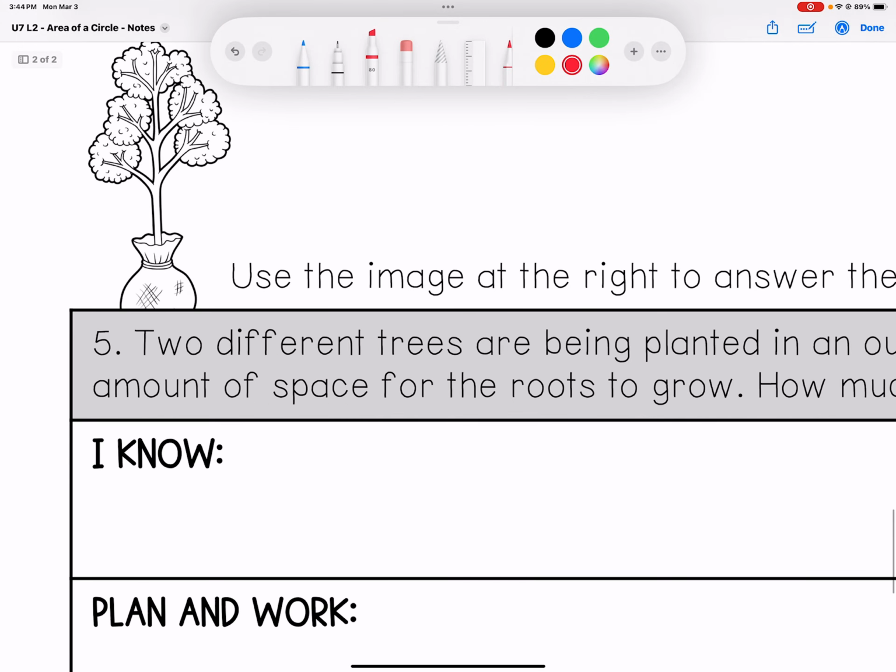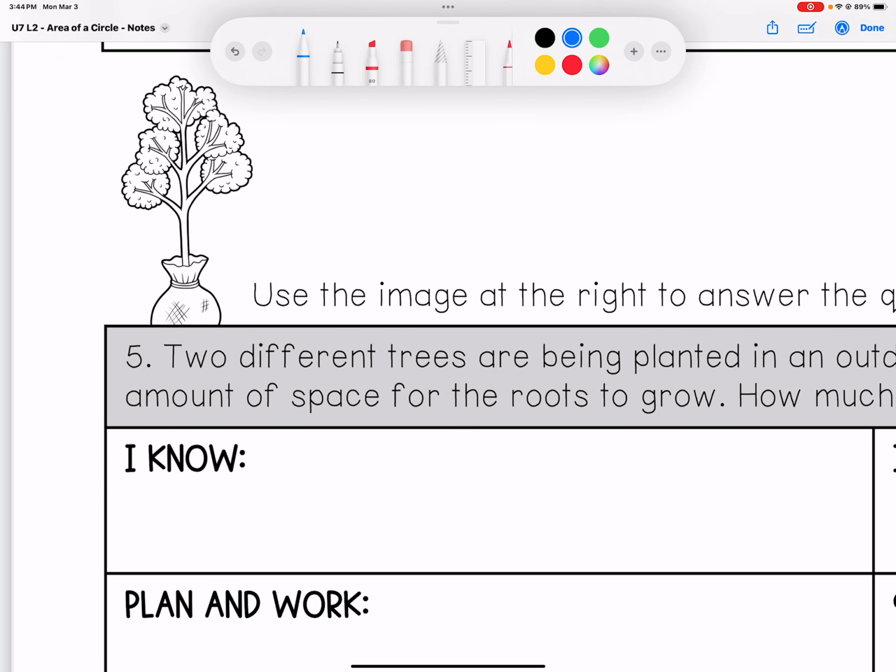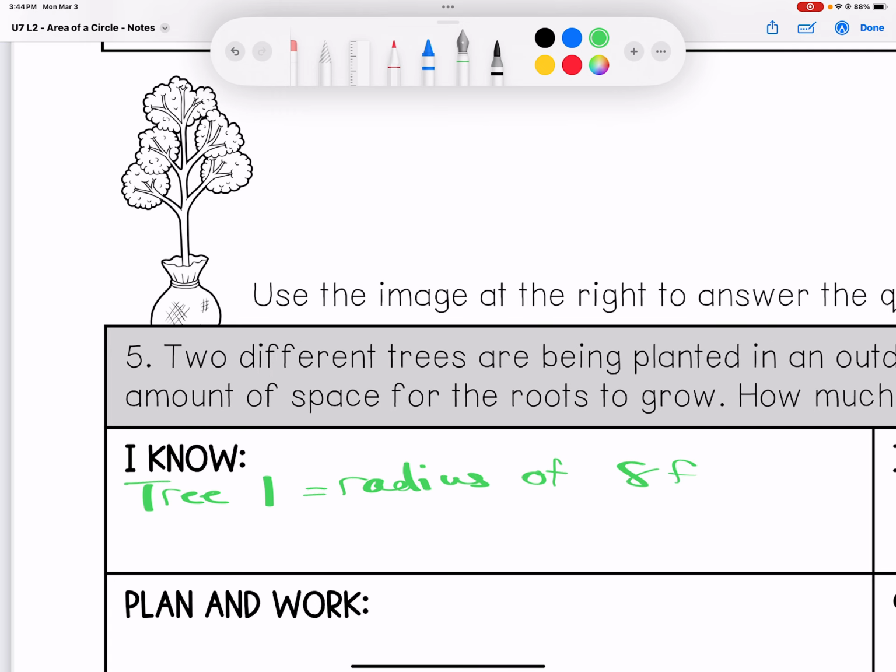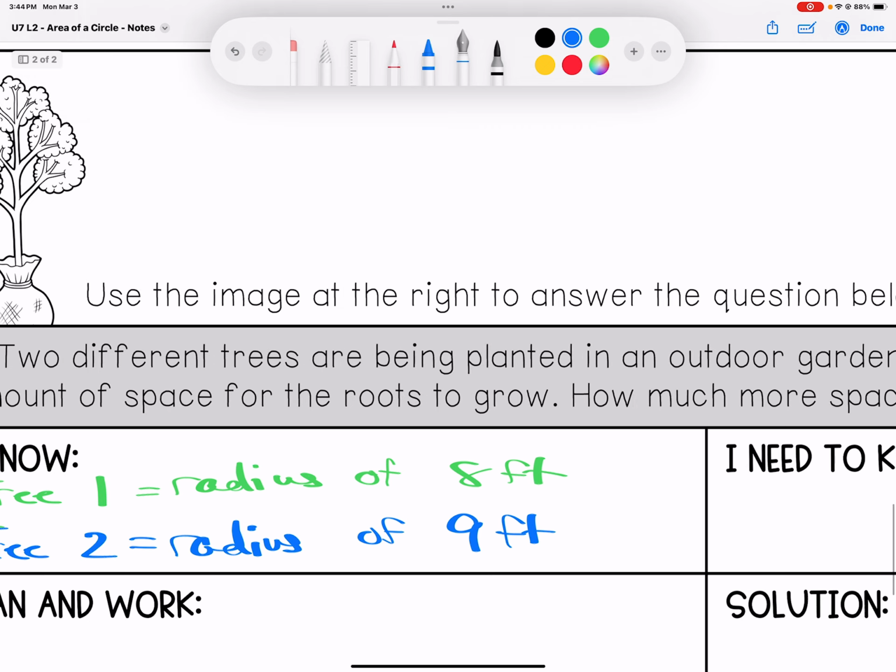All right. So here's what I know. I'm going to write in my fancy pen. Tree 1, radius of 8 feet. Tree 2, I'll do tree 2 in blue. Radius of 9 feet. Tree 1, radius of 8 feet. Tree 2, radius of 9 feet.